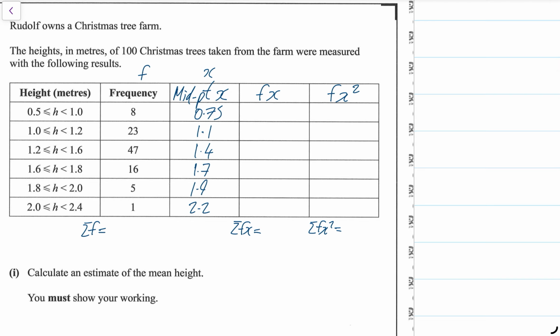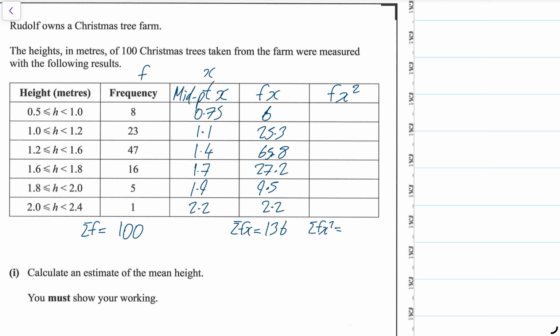Okay, add up your frequency. I'll just do that first, and I got 100. And of course, it should have been 100 because we're 100 Christmas trees. How you get your fx? To get this fx, you do 8 times the 0.75, which gives you 6. 23 times the 1.1, which gives you 25.3. 47 times 1.4, 65.8. I've already done these out, by the way. 16 times 1.7, which is 27.2. 5 times 1.9, which is 9.5. 1 times 2.2, which is 2.2. Added those up, I got 136. Looks about right, yep.